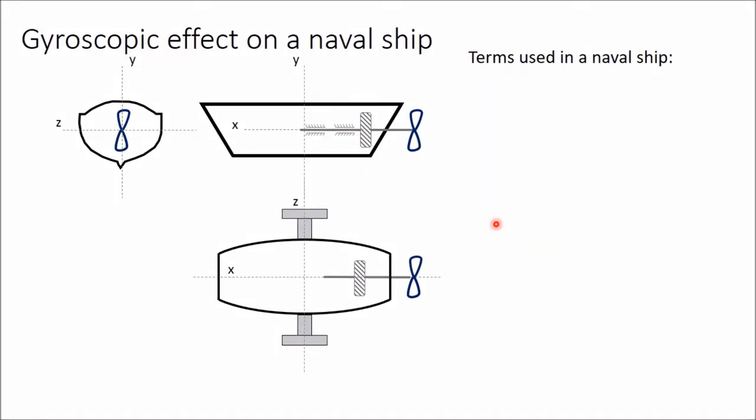Hello students, in this video I will try to explain the effect of gyroscopic couple on a naval ship. Here I have drawn three views of a naval ship: front view, top view and side view.